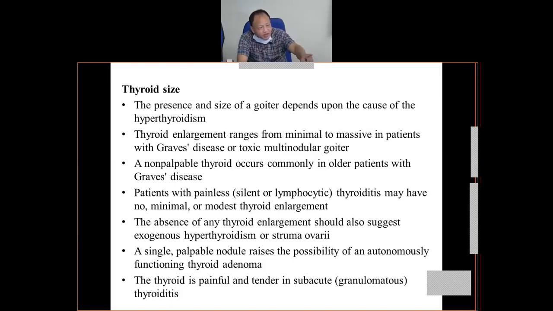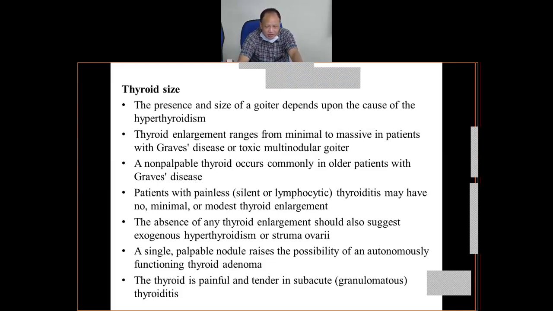I will discuss this point again when I talk a little about exogenous hyperthyroidism. I will repeat the same point here, that the absence of thyroid enlargement. First, I said just now that it is not necessary that all patients with hyperthyroidism will have thyroid enlargement. Now, there is also a point that in a patient with exogenous hyperthyroidism, the thyroid is never enlarged.